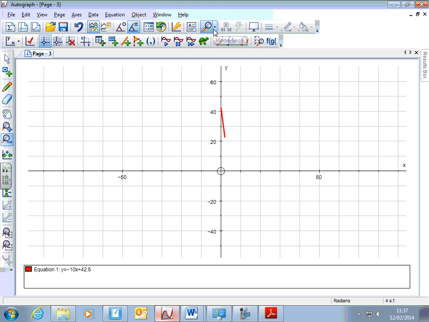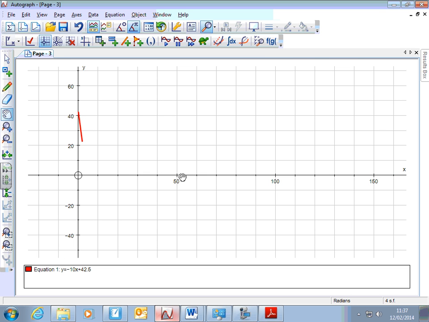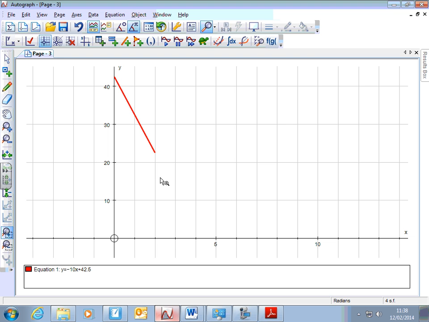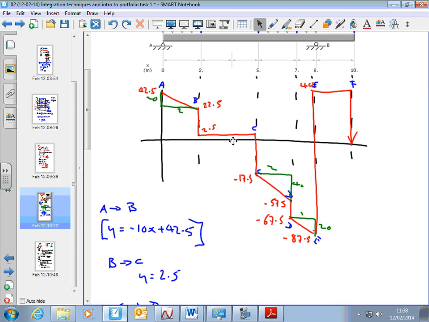Okay. I can zoom in on the x-axis a bit. Let's drag it across to the left because I'm only interested in the right hand quadrant here, and the maximum length of the beam is 10 meters, so I'm only interested in the 0 to 10 bit. And then we've started to plot our stress curve. So now I want to plot the next line. From B to C, y equals 2.5 between 2 meters and 5 meters, and then so on.